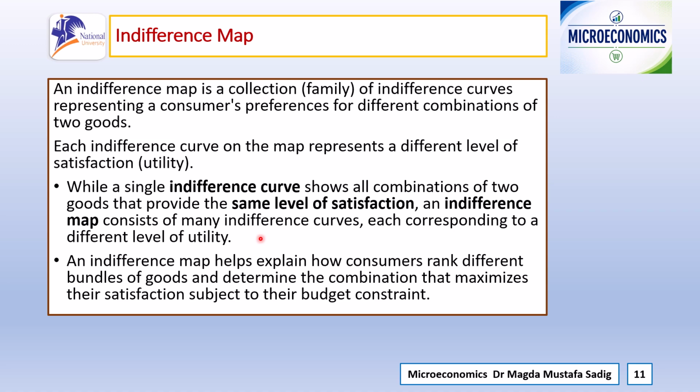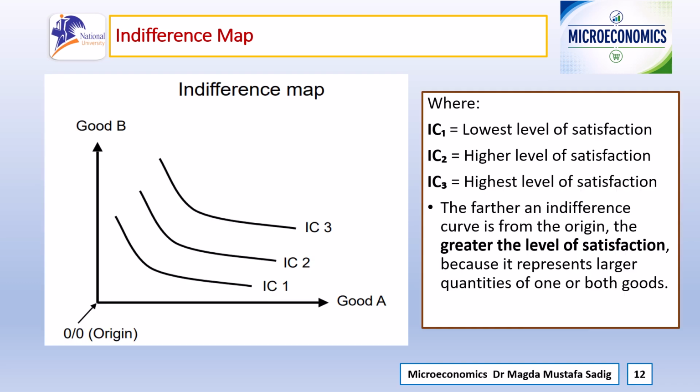An indifference map is simply a collection of many indifference curves. Each curve represents a different level of satisfaction. Together, these curves provide a complete picture of the consumer's preferences. Let me move to the curve. So this is an indifference map.